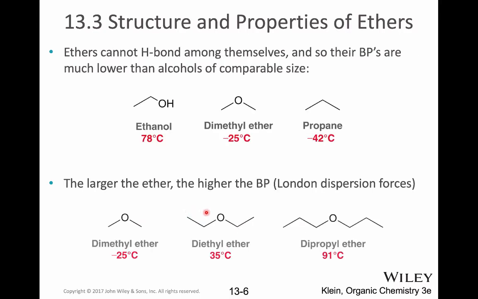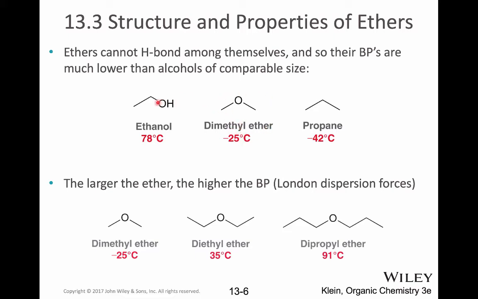Because ethers lack hydrogen bonding, we find that they have lower boiling points than alcohols, but because they are still polar molecules and take part in dipole-dipole interactions, they have higher boiling points than alkanes. So alkanes, with just the van der Waals interactions, have by far the lowest boiling point. But with dipole-dipole interactions, you can see the boiling point jumps quite a lot. Still though, this is a gas.